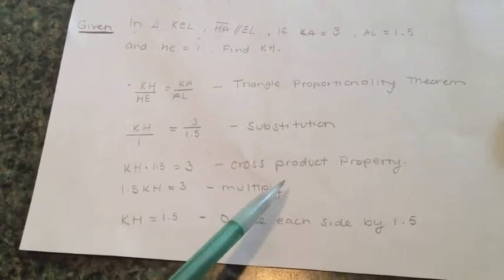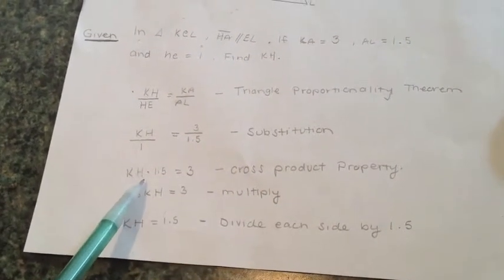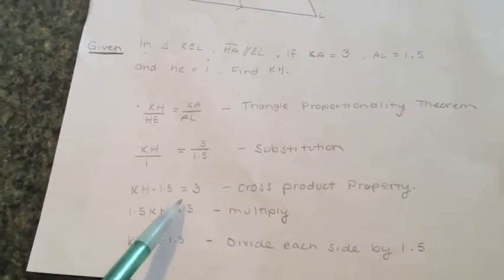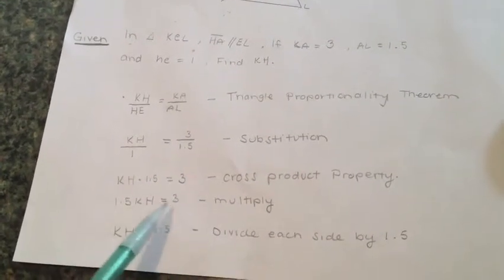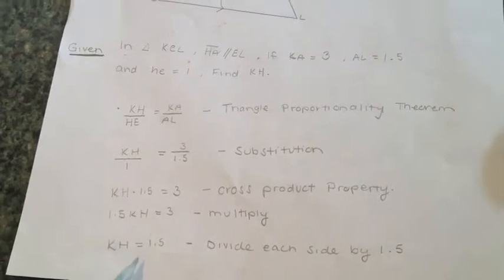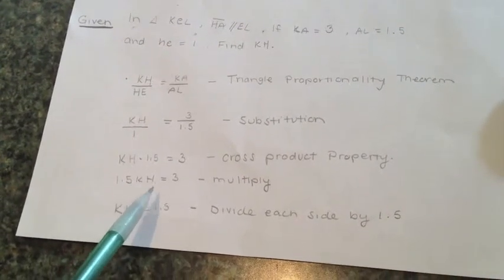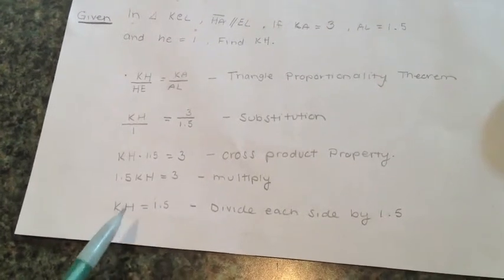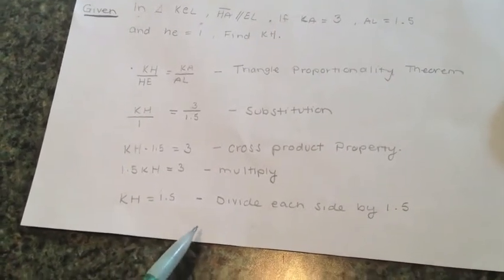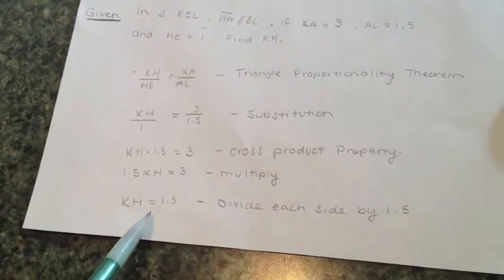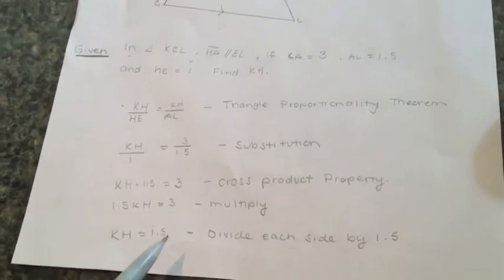Using the cross product property, KH times 1.5 is equal to 3. Then you multiply KH times 1.5 and you get 1.5 KH is equal to 3. When you divide each side by 1.5, you get KH is equal to 1.5 in length.